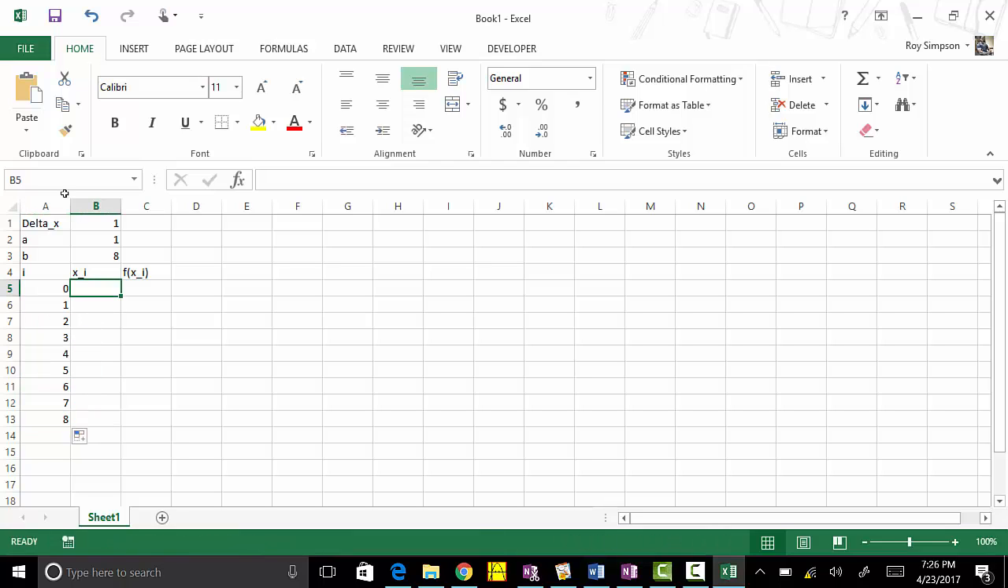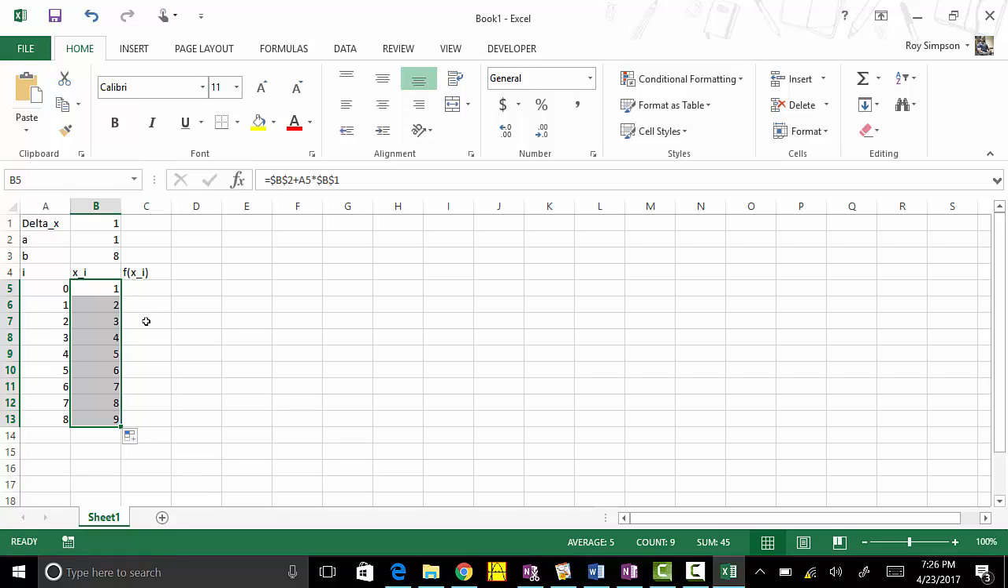And x sub i is going to equal a, and that a is never going to move, so I'm going to put an F4 on that. Function F4. There we go. And let's see, plus i, and that i will change, times delta x. Again, that delta x, I'm going to anchor, so I'm going to say function F4. And then click there, and double click the bottom right hand corner. So those are my x sub i's.